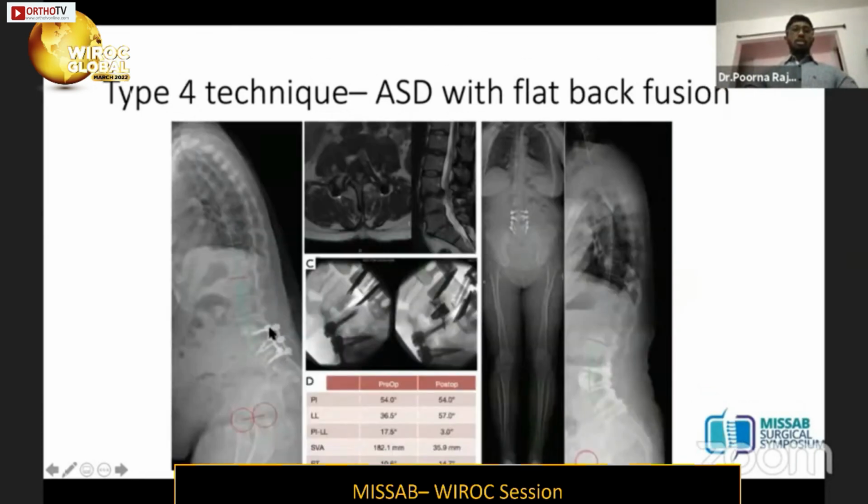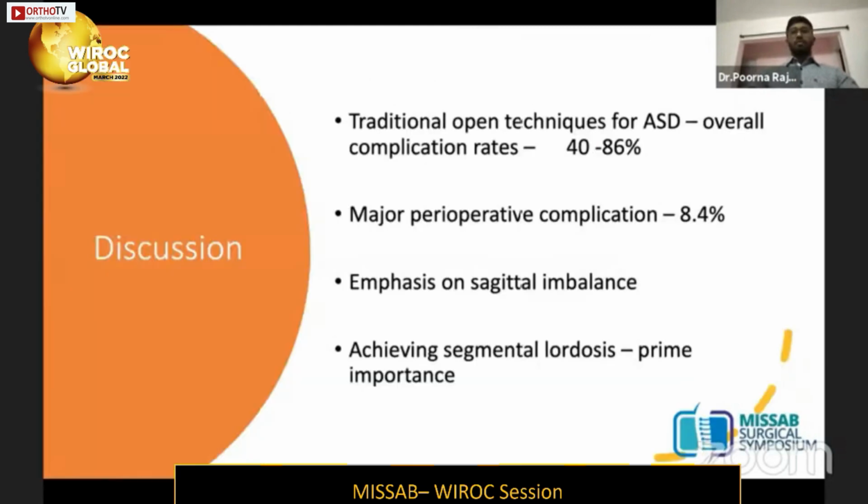So this one is a type 4 technique. Here you can see a mild flat back across the fused segment and the adjacent segment is giving very much sagittal imbalance. So they have used a hyperlordotic cage at this level because this segment has fused already. They don't want to disturb this segment. They have used a hyperlordotic cage at the adjacent level to correct the sagittal profile. This is an example of a type 4 technique.